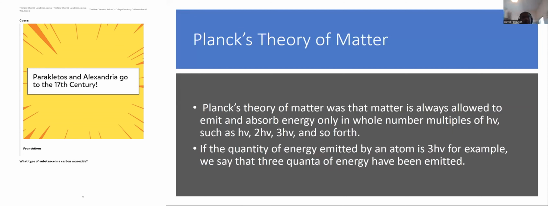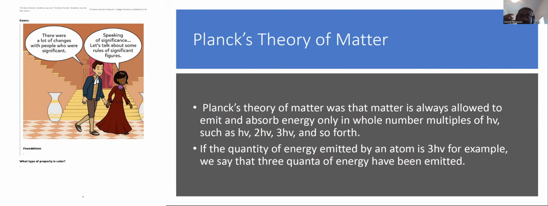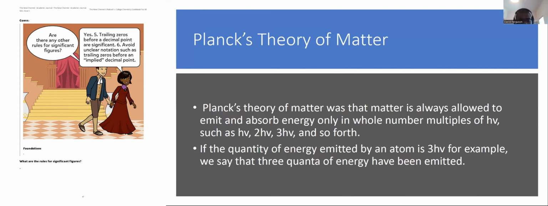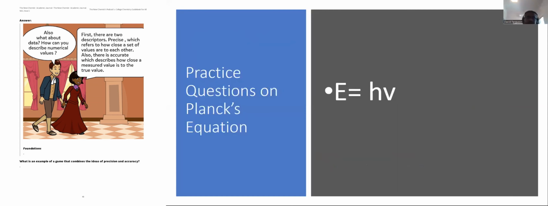Okay, Planck's theory of matter. Planck's theory of matter basically stated that matter is always allowed to emit and absorb energy only in whole number multiples of h nu, such as h nu, 2h nu, 3h nu, and so forth. If the quantity of energy emitted by an atom is 3h nu, for example, we say that 3 quanta of energy have been emitted. E equals h nu.